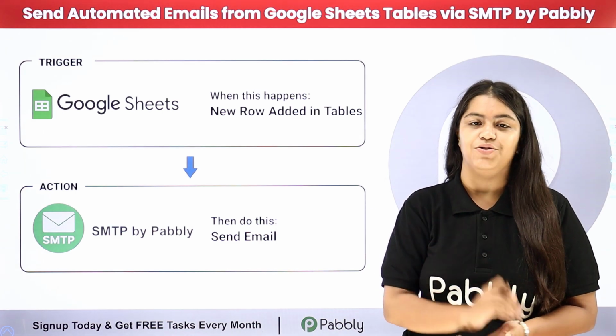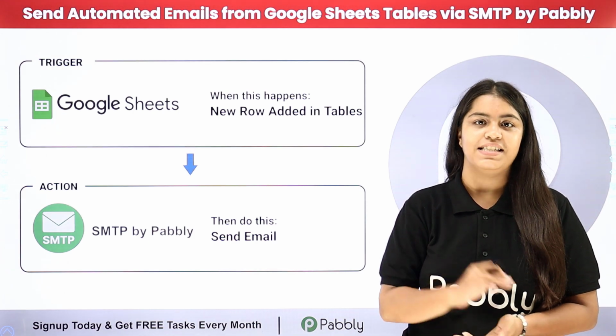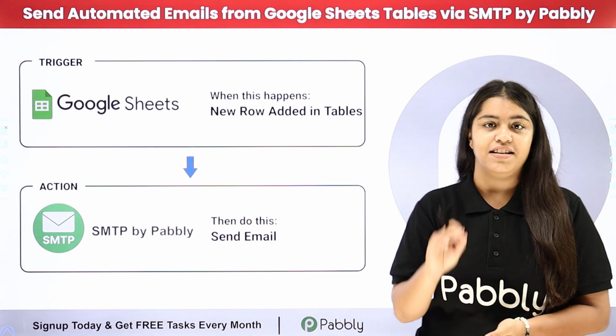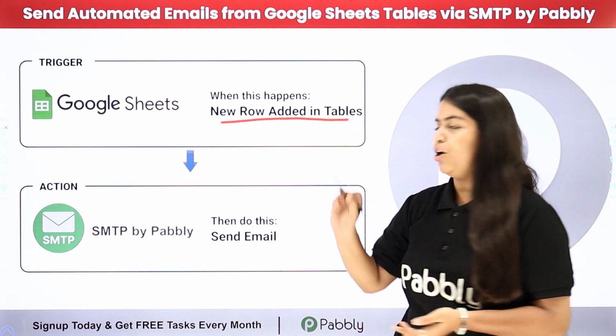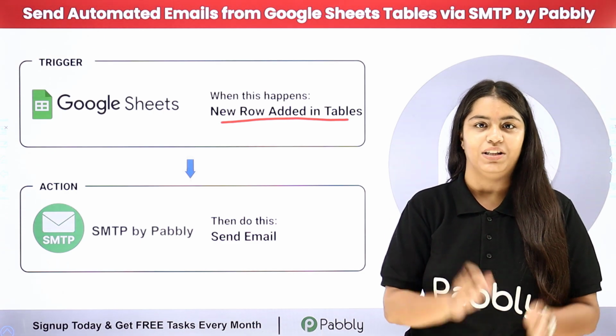I'm running an online educational platform and we use Google Sheets table to manage our leads and assign those leads to our sales team member. So now I want that as soon as I add a new row and assign it to a new sales member, automatically the lead details should be sent to that sales team member on their Gmail.